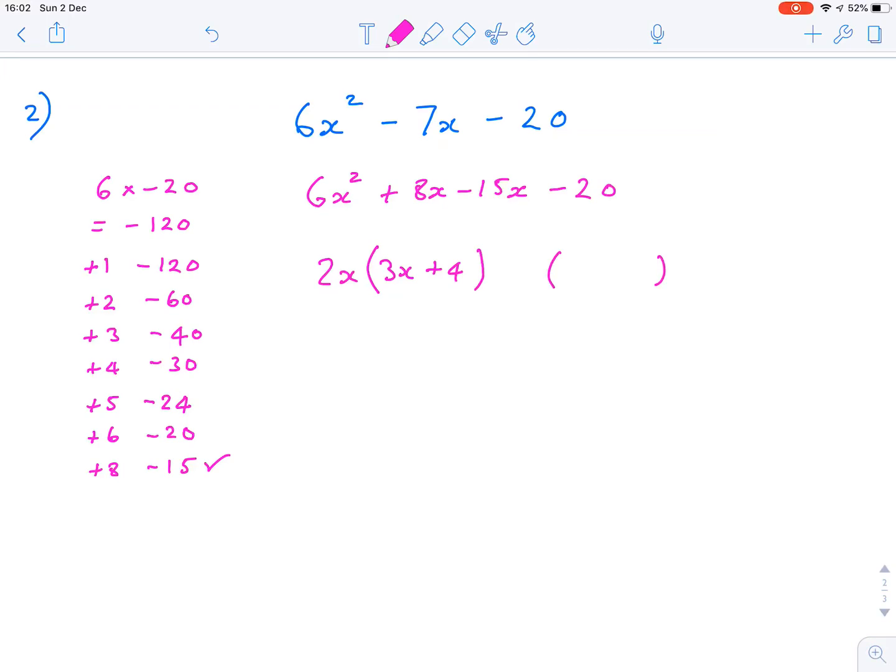That should be a factor at the back if this expression factorises. What do I need to multiply that by to get minus 15x minus 20? Answer, minus 5. Minus 5 times 3x is minus 15x, minus 5 times plus 4 is minus 20. So my final answer, 3x plus 4 is a factor back and front. How many of them do I have? 2x minus 5 of them. And that completes the factorisation.